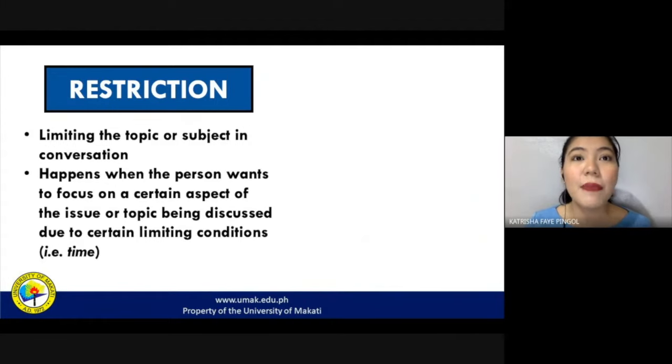So for example, there are certain elements of the communication process that limit its flow. For example, time. When you don't have a lot of time to talk with that person, of course, you try to limit and restrict whatever it is that you are saying. You make sure that whatever you are sharing with that person is on track with, and aligned with, the original intention of the conversation itself.